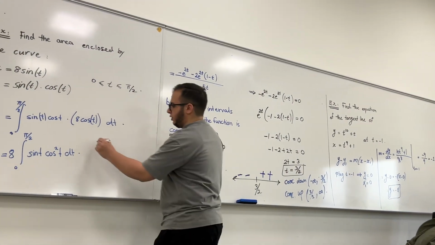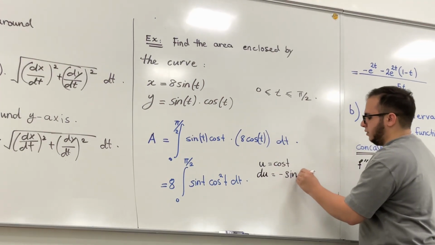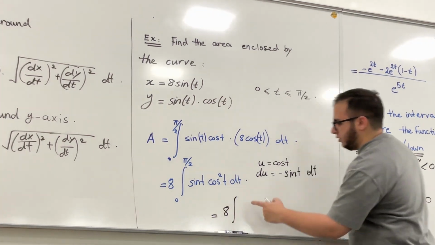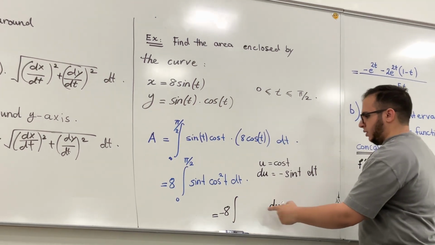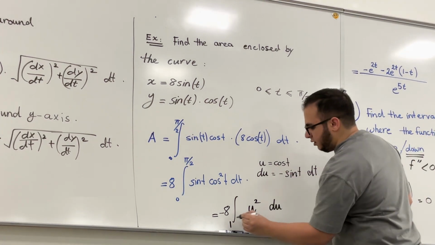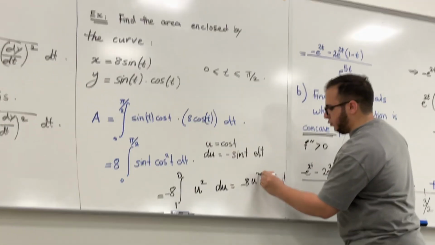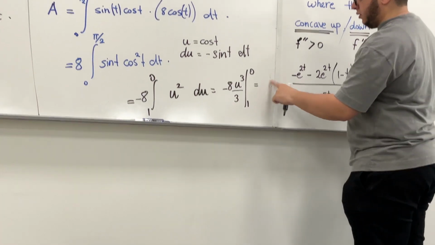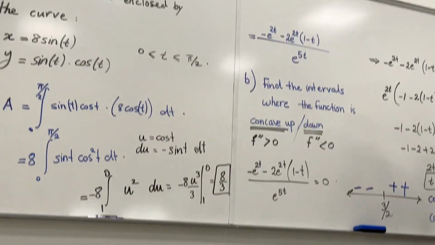Anyways, so here's substitution, right? Minus sine t dt. So 8 integration sine t dt is just minus du actually, so I'll put the minus out. And then this is just u squared. Cosine 0 is 1. Cosine pi over 2 is 0. So minus 8 u cubed over 3 from 1 to 0. Plug 0 you get 0, plug 1 you get 8 over 3. That's it.